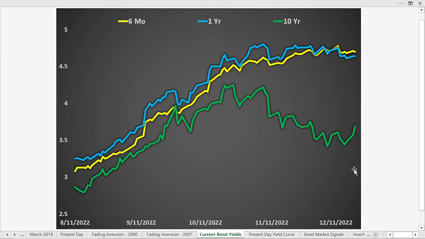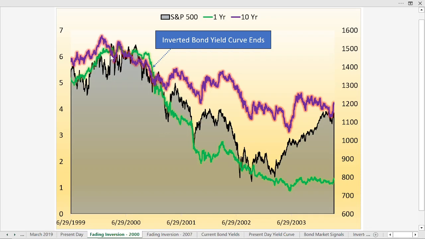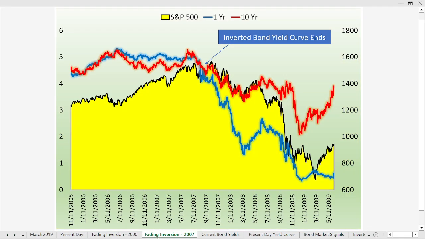The inverted bond yield in the past, in the year 2000, persisted for quite some time, I believe around 9 months, if memory serves. In the year 2007, it was an even longer period of time. The inverted bond yield occurred in the middle part of 2006 and persisted all the way to the latter part of 2007. So this could last anywhere between 9 to even maybe 18 months. So we're still very early in this process.